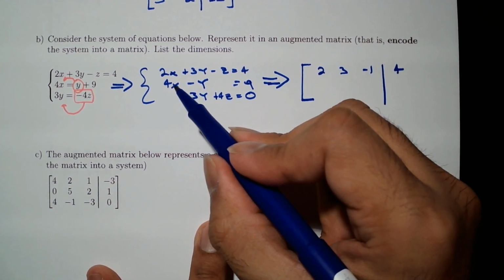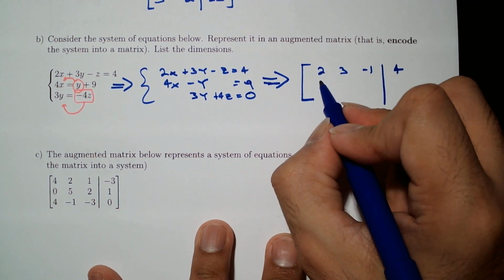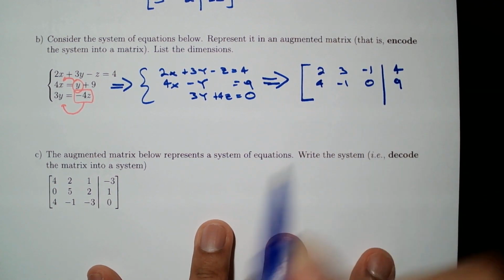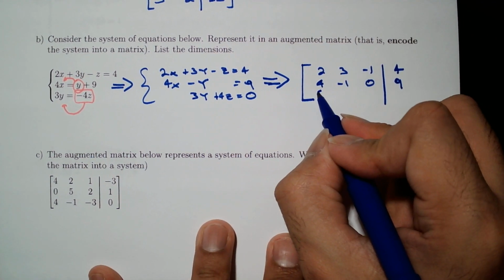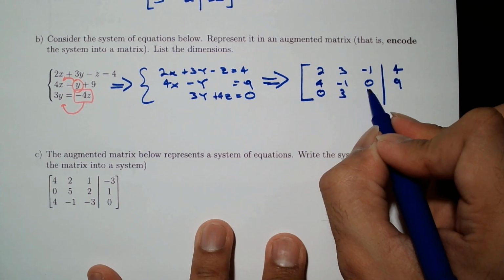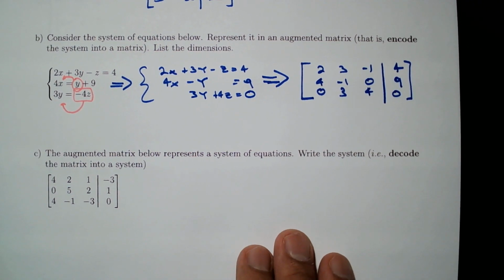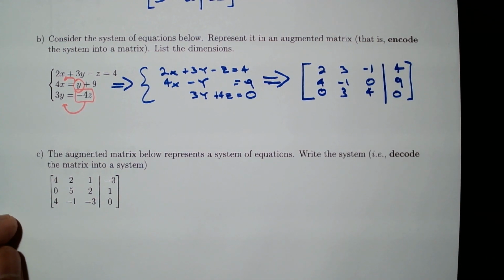Then I'm going to have 4, negative 1. Keep in mind there's nothing. There's a 0, 4, negative 1, 0, and the 9. Then keep in mind there's another 0, 3, 4, and then another 0. And that's our encoded system of equations into a matrix.